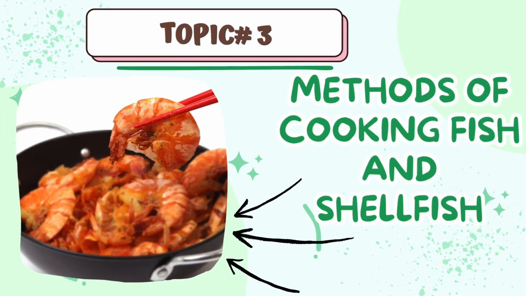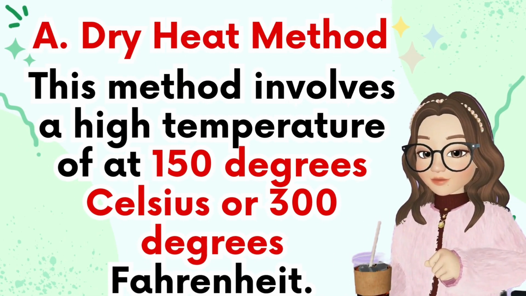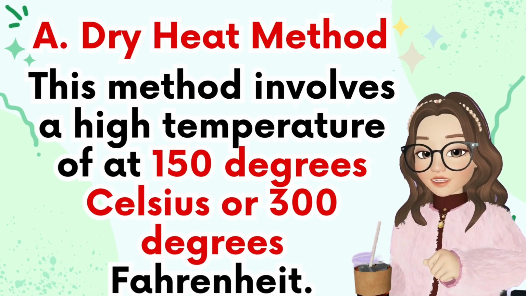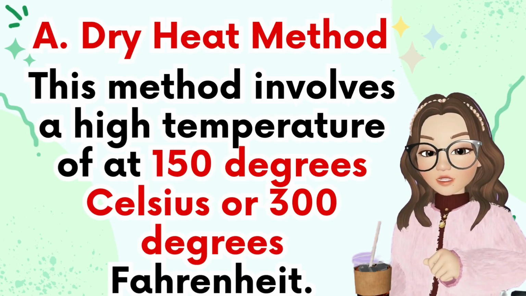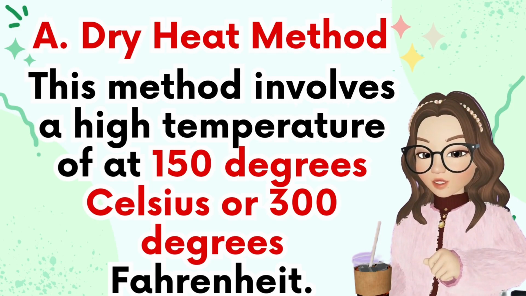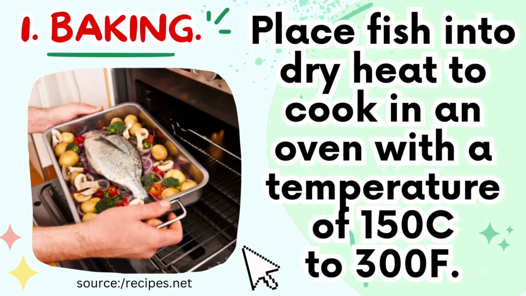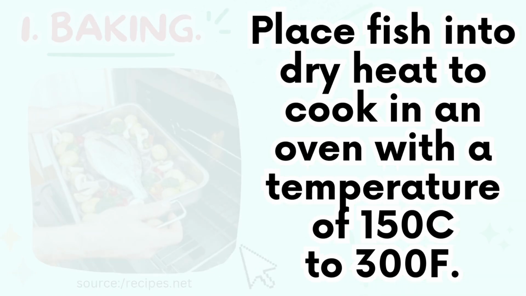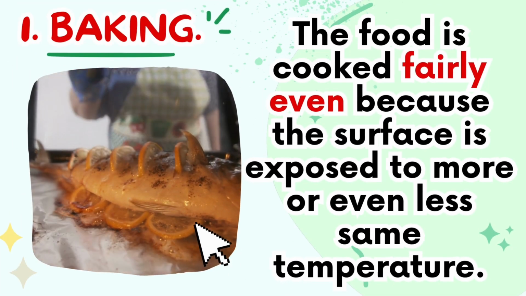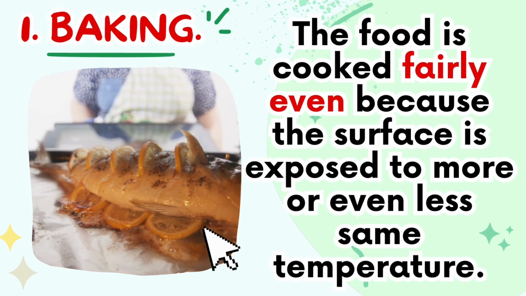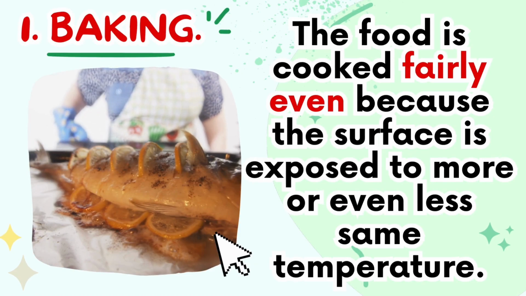Topic number 3. Methods of cooking fish and shellfish. Letter A. Dry heat methods. This method involves a high temperature of at least 150 degrees Celsius or 300 degrees Fahrenheit. Number 1. Baking. Place fish into dry heat to cook in an oven with a temperature of 150 to 300 degrees. The food is cooked fairly evenly because the surface is exposed to more or less the same temperature.